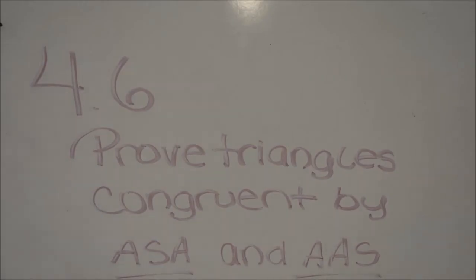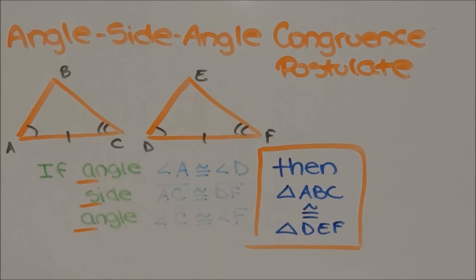In section 4.6, you will learn how to prove triangles congruent by using the angle-side-angle congruence postulate, or ASA, and the angle-angle-side congruence theorem, or AAS. The angle-side-angle congruence postulate states if 2 angles and the included side of one triangle are congruent to 2 angles and the included side of a second triangle, then the 2 triangles are congruent.